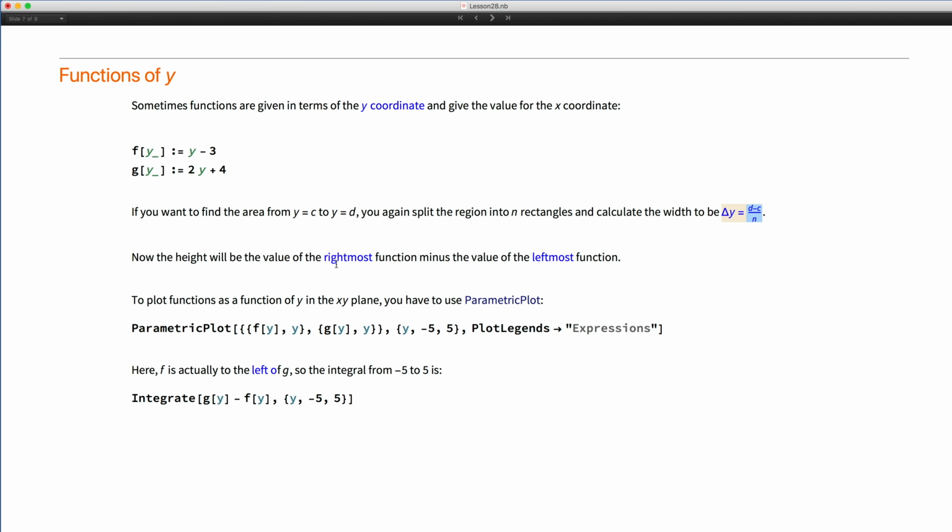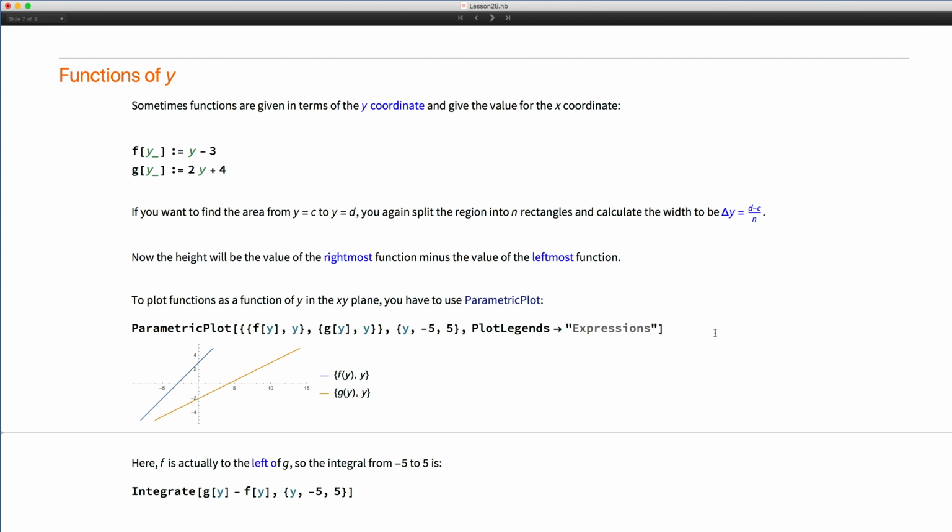And instead of talking about above and below, we talk about rightmost and leftmost functions. So in this case, if you plot the functions, it is clear that the function g is to the right of function f, so the area will be given by the integral of g minus f between minus 5 and 5.